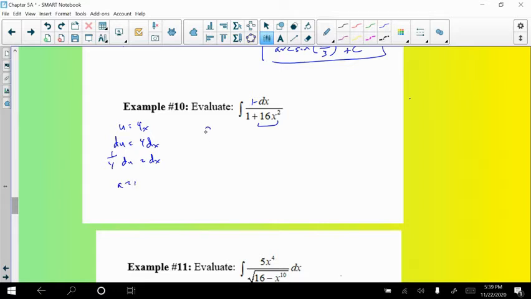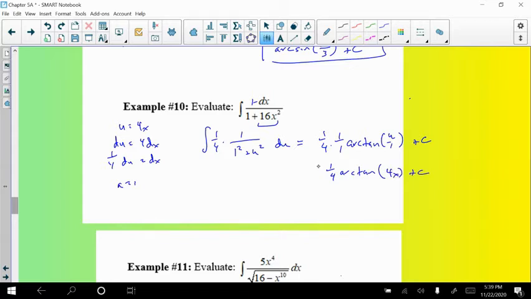So now I've got 1/4. And then it's 1 over 1 squared plus u squared du. And the antiderivative, we have 1/4. Now it is 1 over a, so I'm going to put 1 over 1 just to remind myself that if a weren't a 1, I would have something there. Arctan of u over 1 plus c. And then what was u? It was 4x. So I have 1/4, if I simplify the coefficients in front, arctangent of 4x plus c.